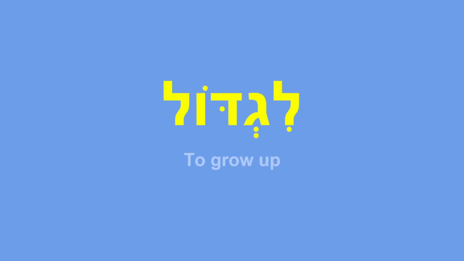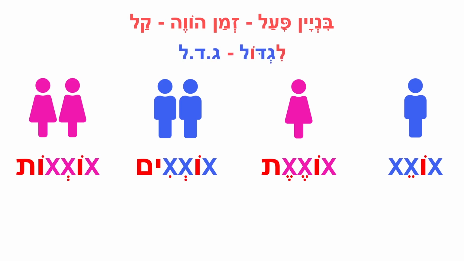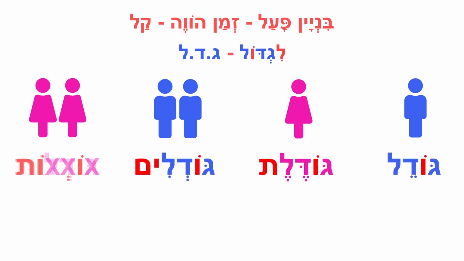Ligdol, to grow up. Also 4 conjugations, same conjugation pattern. The verb ligdol contains the root letters gimel, dalet, lamed. So the conjugation will be godel, godelet, godlim, godlot. And the infinitive is ligdol.